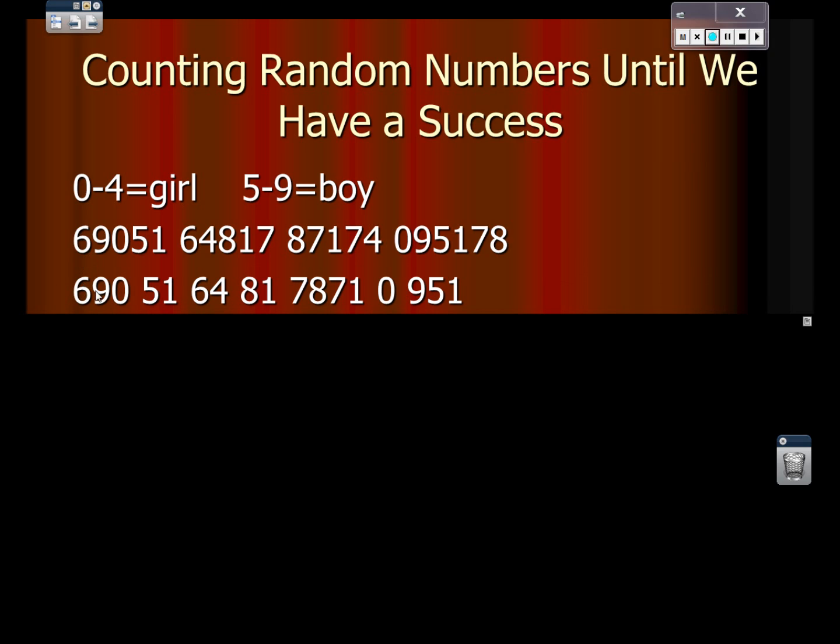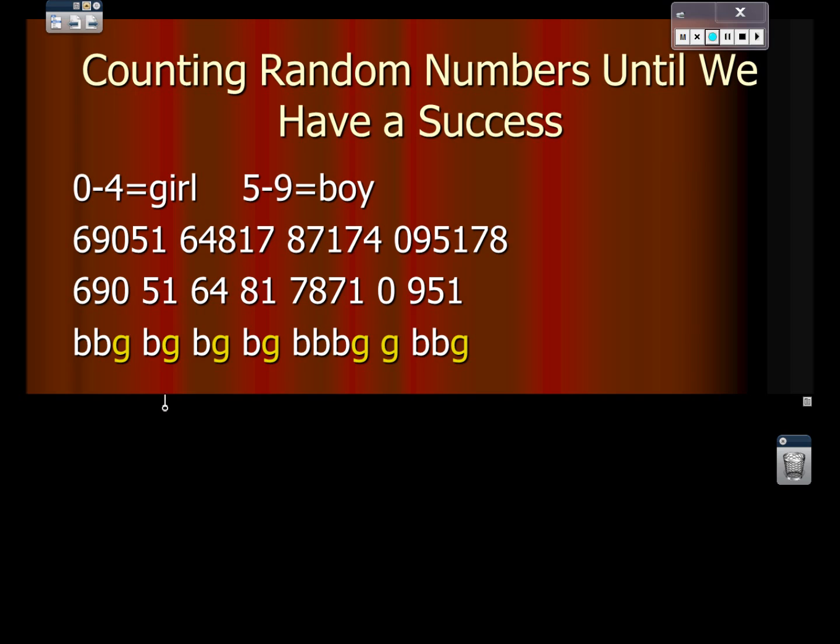The number 6 is a boy, I'm going to have another child. The number 9 is a boy, I'm going to have another child. 0 is my first success. I'm going to stop and then look at the next numbers and keep going until I have another girl. 5 represents a boy, I'm going to have another child. The number 1 represents a girl, I'm going to stop. So in my sequence, I had 3 children before I had a girl. In the second trial, 2 children before I had a girl.